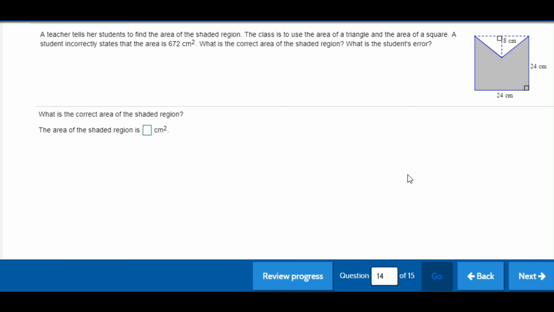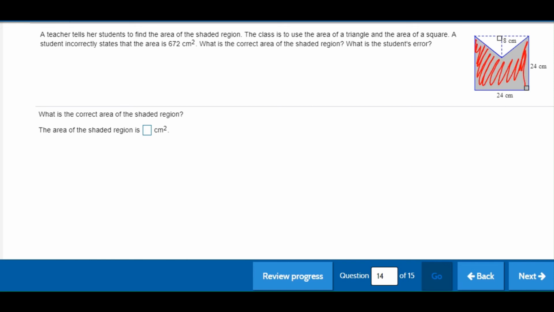A teacher tells the students to find the area of the shaded region. The class is to use the area of the triangle and the area of the square, and students incorrectly stated that the area is 672 centimeters squared. What is the correct area of the shaded region? So we only want the area of the shaded region. This goes back to that part to whole understanding, part to whole. So we only want the area of this shaded region.